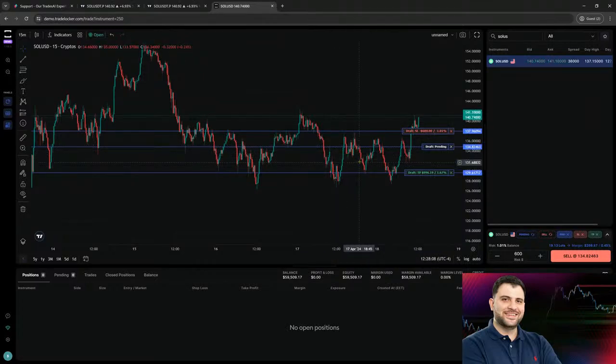You come back to it. If price came back to it, hit it, it's an active position. And then if it went to your TP, it would exit in profit, and if it went to your SL, stop loss, it would exit in loss.